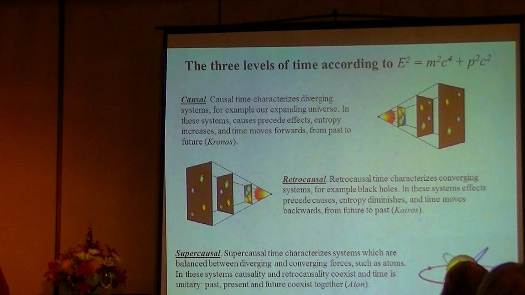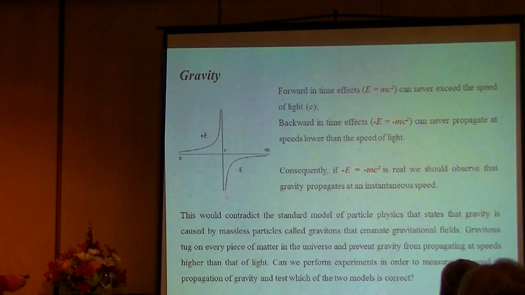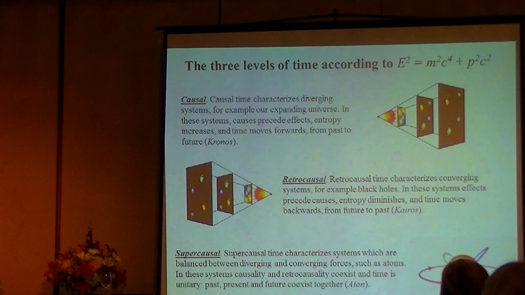Now, what Fantappiè said might seem magic, saying that life is caused by the future, but if we get into the equation, we see that this equation implies three types of time. There is causal time, which moves forward in time, causes precede effects, and entropy prevails. And this is typical of expanding systems, like our expanding universe. In converging systems, we would have a symmetrical and retrocausal system with effects preceding causes. Entropy would decrease, syntropy would increase, and this should be typical of, say, black holes or systems which are converging.